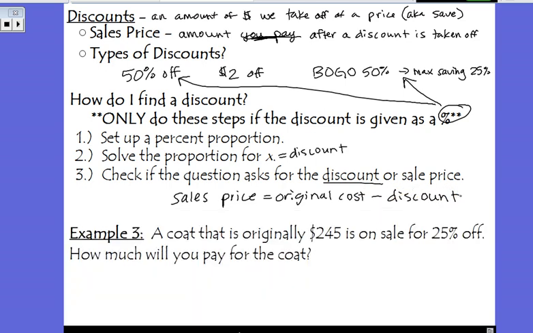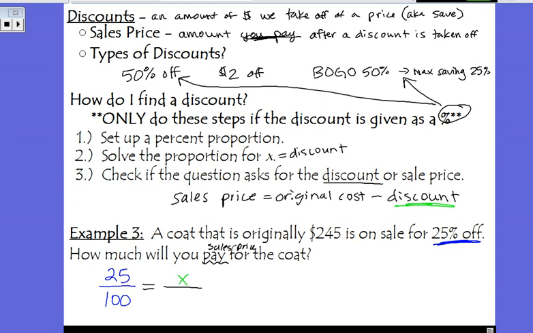Okay, so let's look at an example. Again, we're trying to find the percent first. I see here that we're getting 25% off. So we're putting 25 over 100. Remember, 25 represents the discount. And I see equals and then another ratio. It asks how much I'm going to pay for the coat. So remember, pay also means sales price. But in order to find the sales price, I need to know the discount. So I have to find this discount, even though it doesn't explicitly ask me to. So X goes in the numerator because 25 also meant discount.